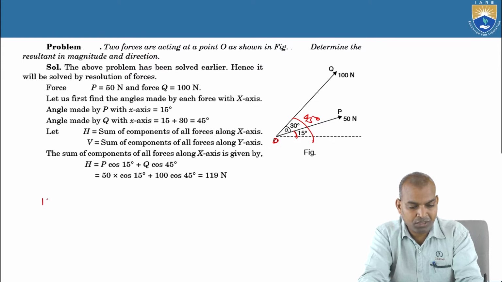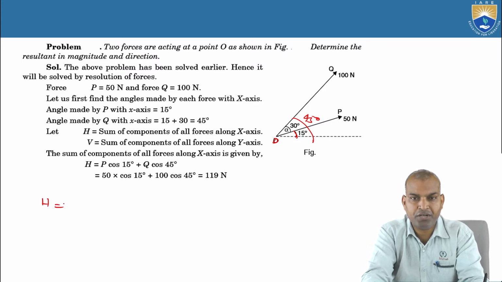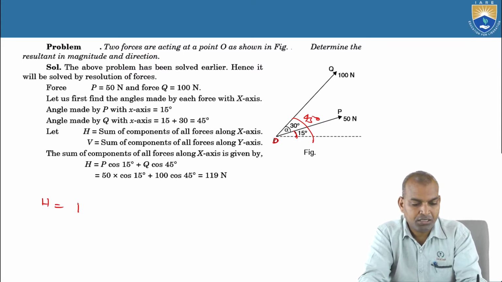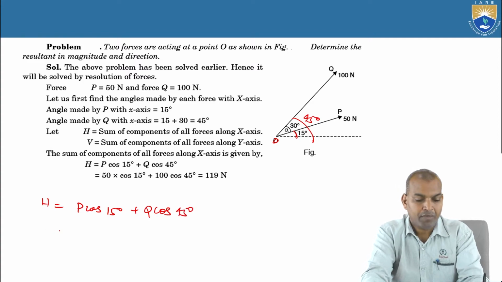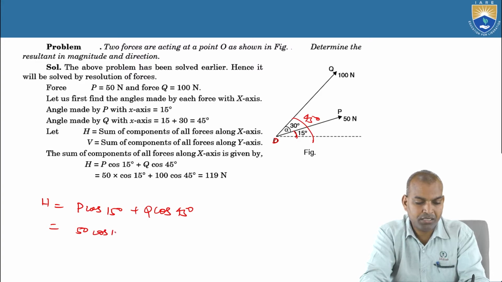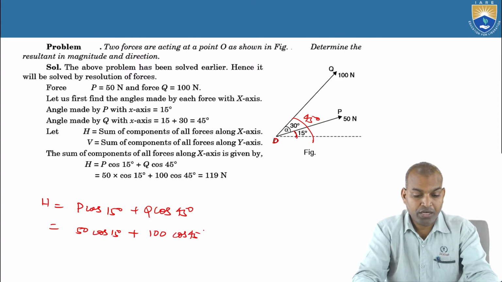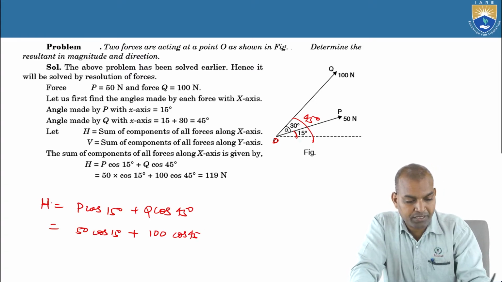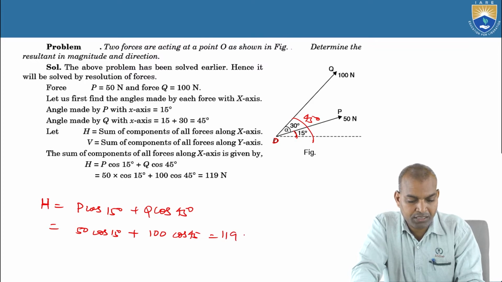Then what are the horizontal components? The sum of the horizontal components of forces is P cos 15 degrees plus Q cos 45 degrees. What is the value of P here? 50 newtons cos 15 degrees plus Q, 100 newtons cos 45 degrees. Now what is the value of this horizontal component? That is H equal to 119 newtons.